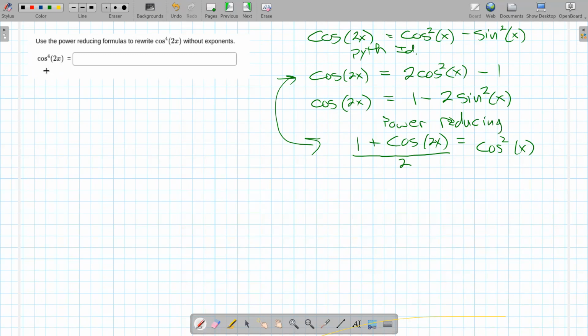So to do this here, I'm going to think about this as the cosine squared of 2x, squared. So the 4th power is the square of a square. So first I'm just going to do that part right there and then square the result, because I need to get rid of all the exponents. We can only get rid of a square at a time.